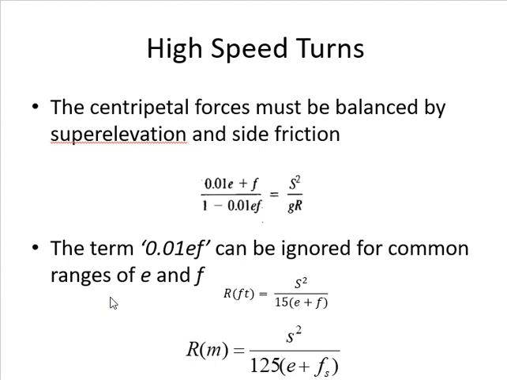Then we have F, which is the coefficient of side friction. Then we have S, which is the speed for which we are designing the road. Then we have R, the radius, which we are supposed to design. And then we have G, which is gravity.